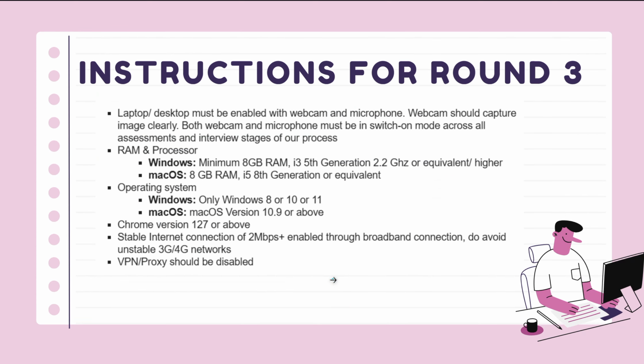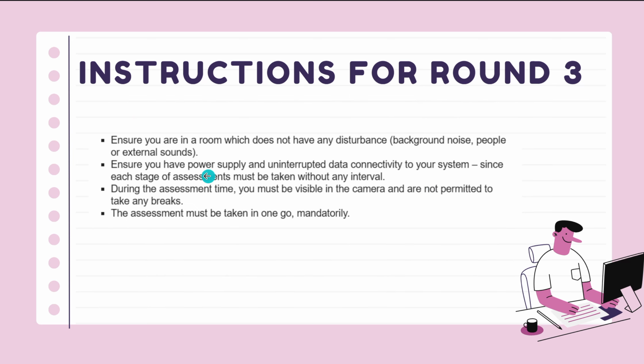Instructions to be followed in the communication round are: you should have a webcam and microphone. You should use wired earphones; Bluetooth earphones are restricted, and Chrome should be the new version. A stable internet connection should be there, and ensure you are in a room which does not have any disturbances or external noise, and ensure you have a power supply and uninterrupted data. During the assessment time, you must be visible in the camera and not interrupted to take any breaks, and the assessment must be taken in one go, mandatorily.